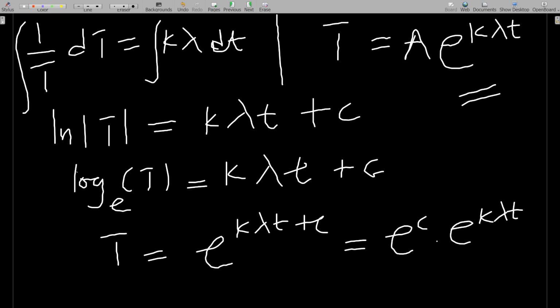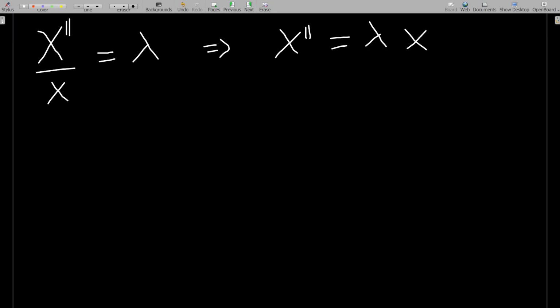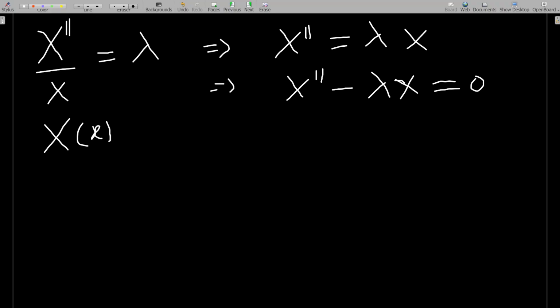So T has been found. Now let's go ahead and solve for our x. Then we multiply them and we'll have our solution. Now the other equation was x prime over x equal to lambda. Let's multiply both sides by x. This will imply that we have x prime equals lambda x, and this will show that we have x prime minus lambda x equals 0. Now this looks like a simple ODE to solve. If I say that x should be equal to e to the power rx, then we have to differentiate this 2 times because we have x prime here.